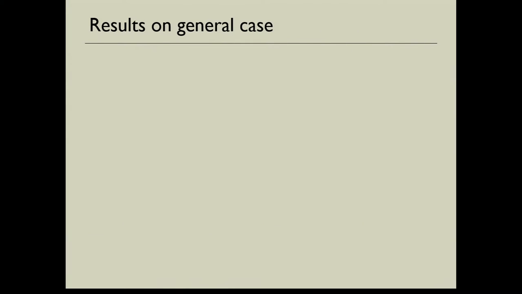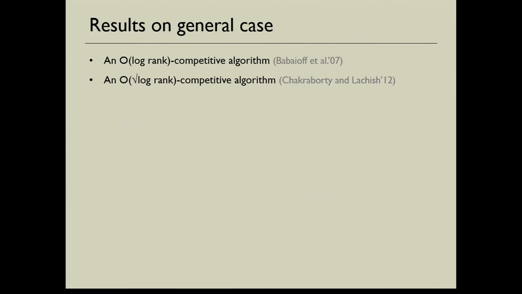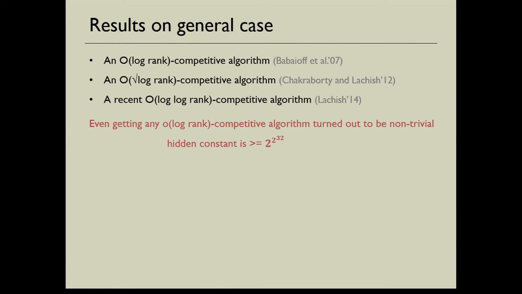So what do we know? There is a clean log rank competitive algorithm. Lachish and Chakraborty have a square root log rank, and more recently, Lachish has a log rank competitive algorithm. So these are not as simple. The hidden constant is very big, 2^32. So you need pretty big rank.